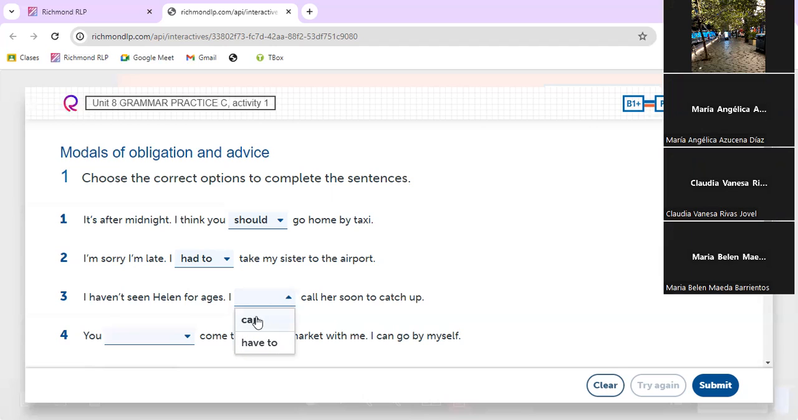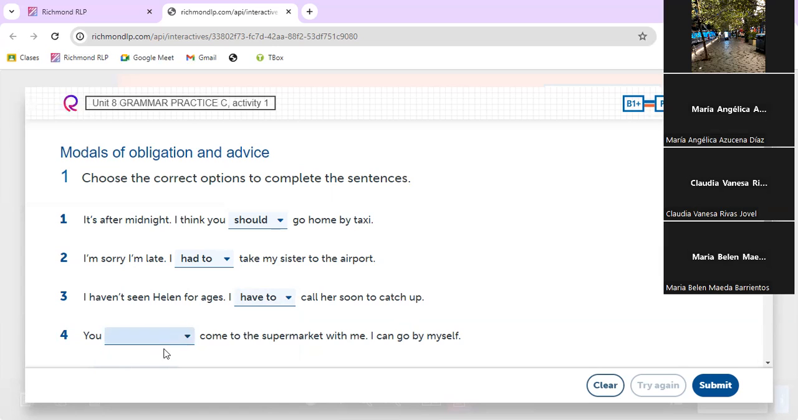¿Cuándo dijimos que íbamos a utilizar can o qué nos expresaba? Este ya lo habíamos visto en positivo. Sí lo vimos. ¿Qué nos expresaba can? El poder. Habilidad, correct, an ability. Y en este caso, llamar a alguien is not an ability. Ok, no es una habilidad, no es algo que se aprende, que se practica, que algunos hacen maratones en el teléfono, pero no, it's not an ability. Ok, so you have to. Okay, I have to call her soon to catch up.